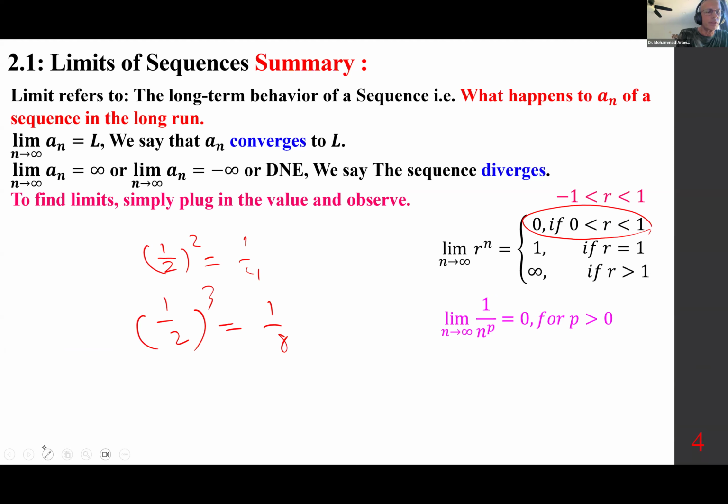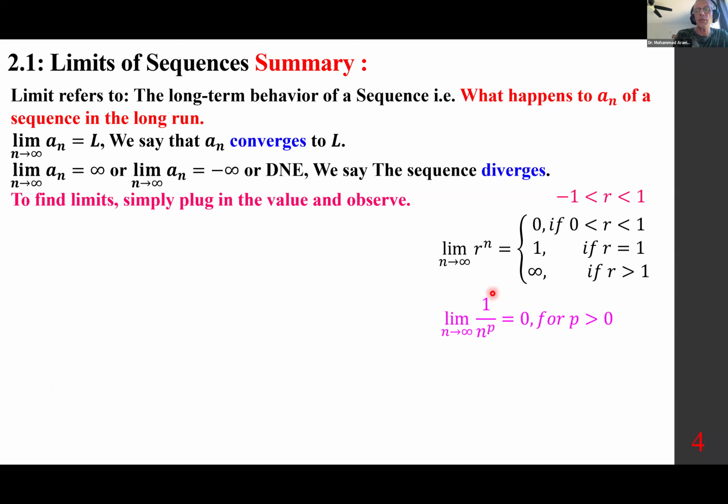Now let me just erase my work. The limit of 1 over n to the power of p as n approaches infinity is 0 for p being positive. Because if it's negative, it comes up. Remember the negative exponent rule. So if p is positive, as n goes to infinity, the denominator gets larger and larger. And as the denominator gets larger, the fraction gets closer and closer to 0.